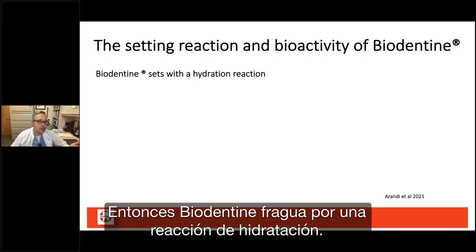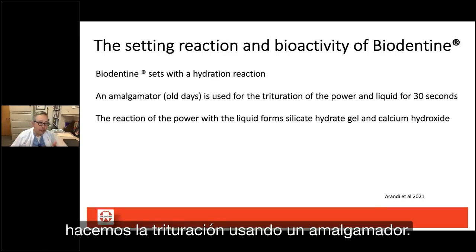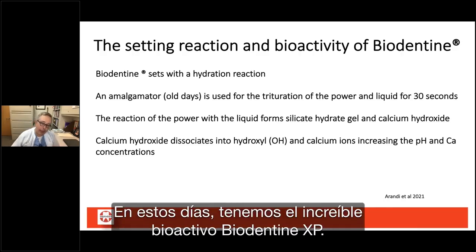So Biodentine sets with a hydration reaction. In the old days, we used trituration using an amalgamator. These days, we have the amazing bioactive Biodentine XP.